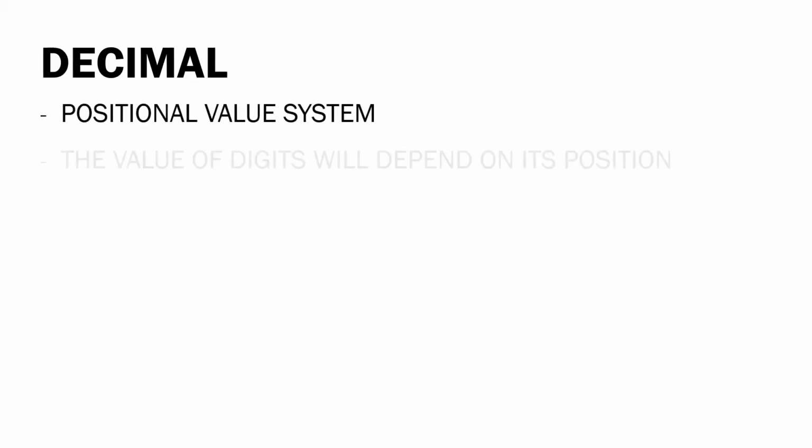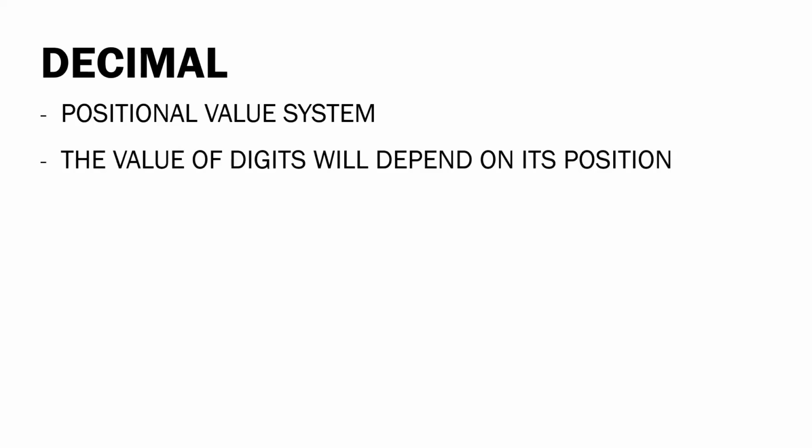And decimal number system is also a positional value system, which means that the value of digits will depend on its position. For example, we have here 1243 base 10 or decimal. The value 3 is in ones position, the value 4 is in tens, the value 2 is in hundreds, and the value 1 is in thousand position.